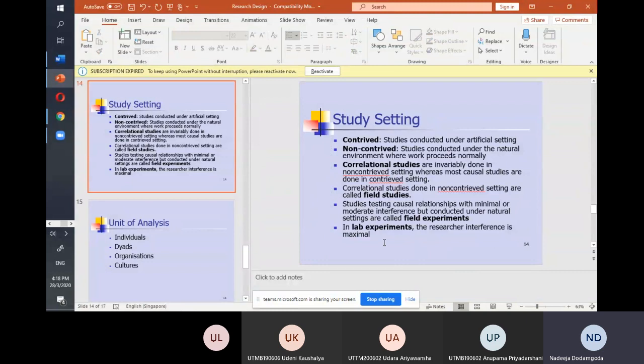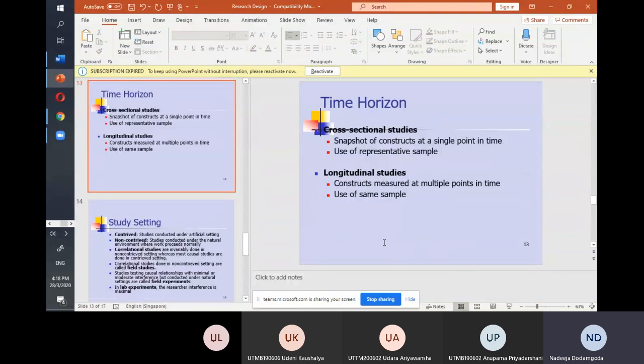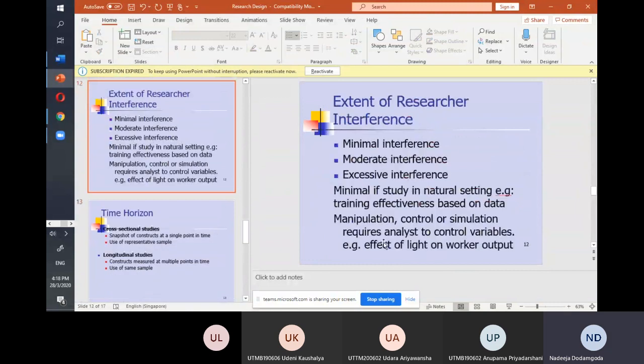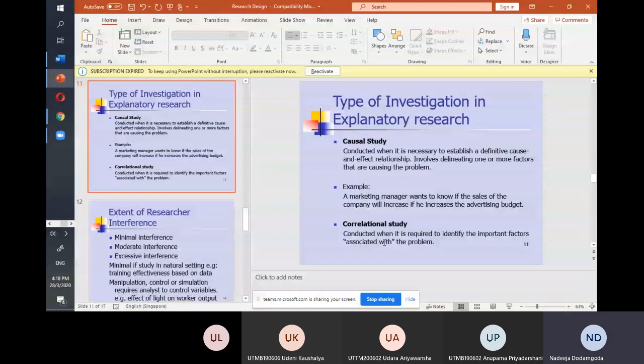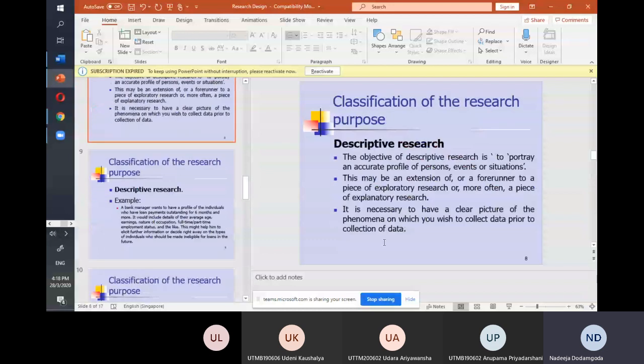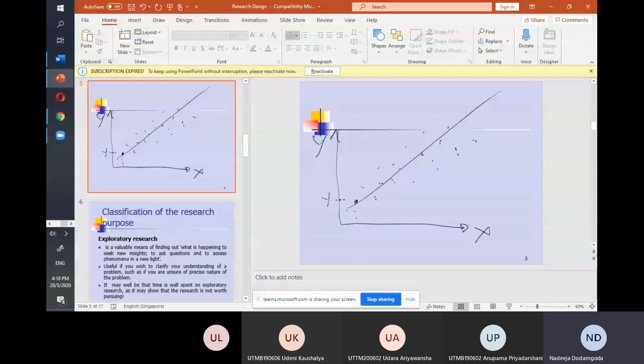Okay, so this is also a lab experiment, because there is very strict control, but we don't perform it inside a lab. So this is how you can describe the study setting. With that, I hope you have got a fair understanding of Sekaran's perspective, right?